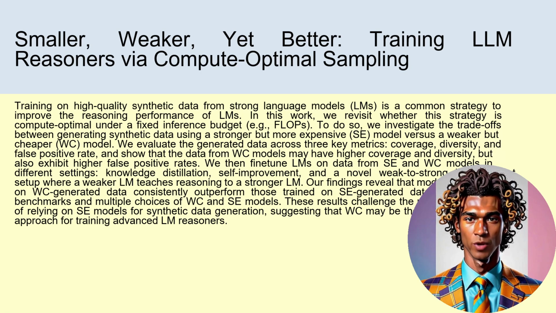Instead, using a weaker but cheaper model for data generation can be more beneficial, leading to better reasoning abilities in the trained model. This is because weaker models tend to generate more diverse and comprehensive data, even though they may also introduce more errors. This finding challenges the current practice of solely relying on strong models for synthetic data generation, suggesting that a cost-effective approach using weaker models can be just as effective, if not more so.